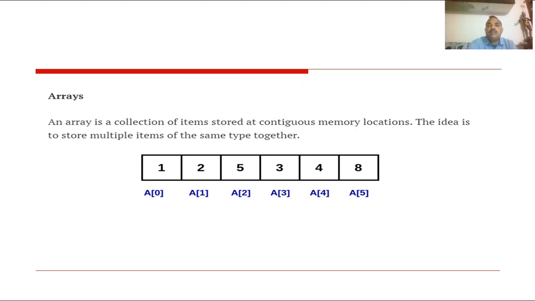An array is simply a collection of contiguous memory blocks. Here, F0, F1, F2, F3, and so on are all the contiguous memory blocks. 1, 2, 5, 3, 4, 8 are all the elements in this array.